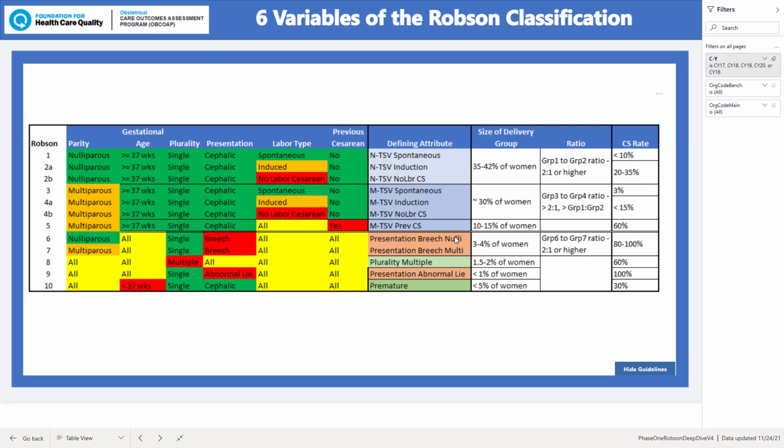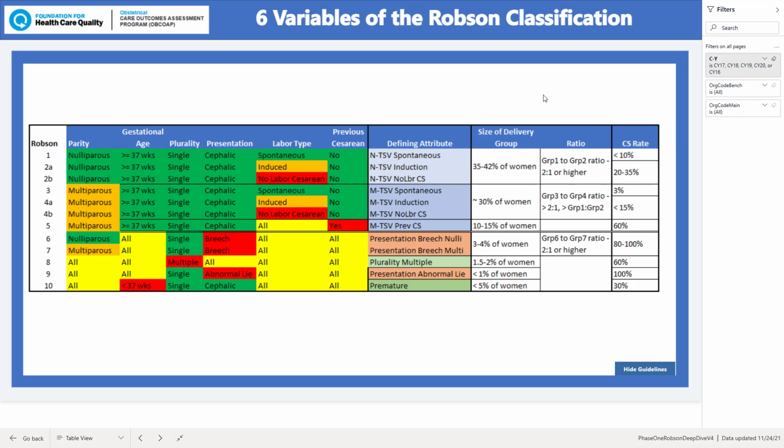Presentation for breech of nullips or multips would be 3 to 4%. Multiple fetuses, 1.5 to 2%. Abnormal lie, less than 1%. And premature deliveries, less than 5% of women. So you can see these percentages are much smaller than the ones in groups 1 to 5.